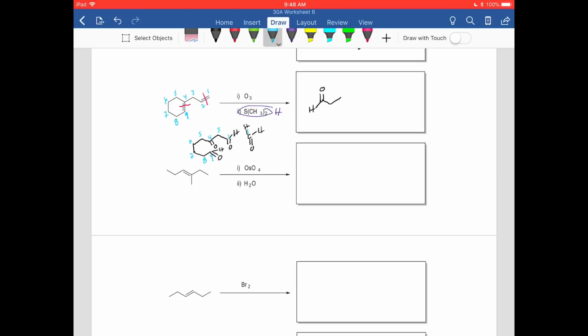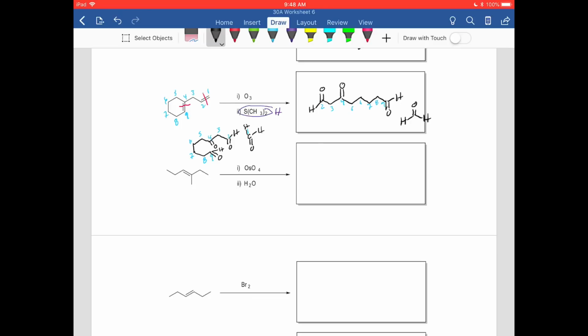So this is carbon number 2, this is 3, this is 4, and at 4 we have a carbonyl. And then we have carbon 5, 6, 7, 8, 9. And at 9 we have our other carbonyl. And then we have that other byproduct, which is formaldehyde.